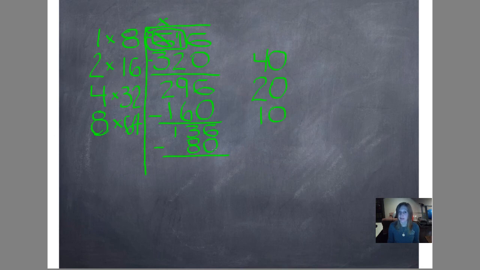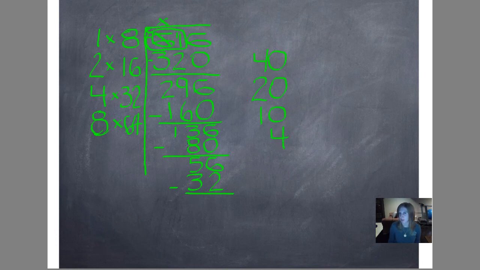Subtract. 6 minus 0 is 6. 3 minus 8, can't do it. 13 minus 8 is 5. Now, the number that I have left over down here is getting closer to my doubling numbers. So the closest number without going over is 32. So I'll write 32 right here. I don't have any numbers to annex or any place value positions that I need to fill with a 0, so I'll take that 4 and write it in the ones place.